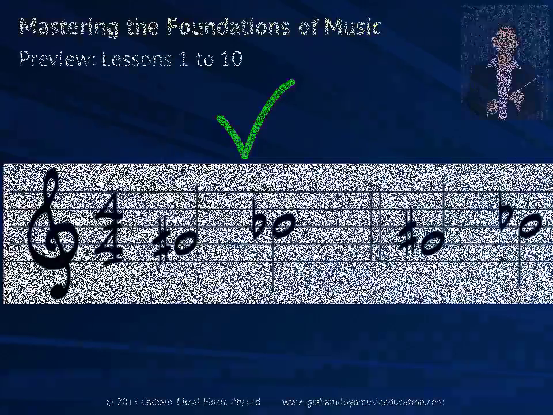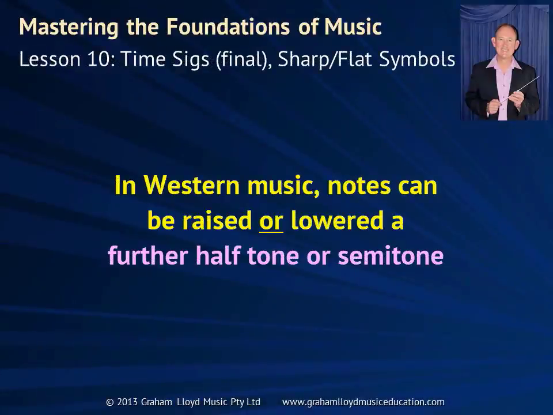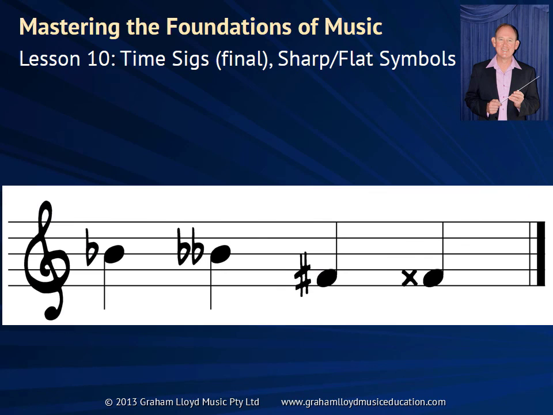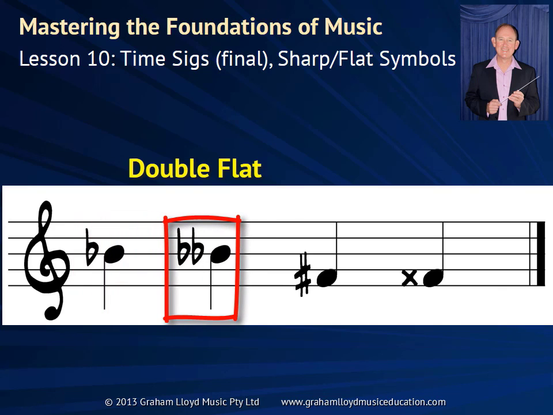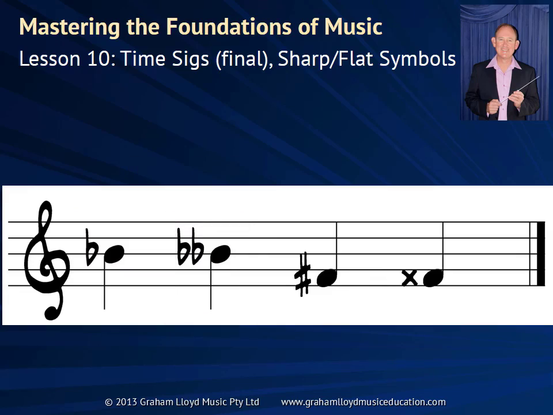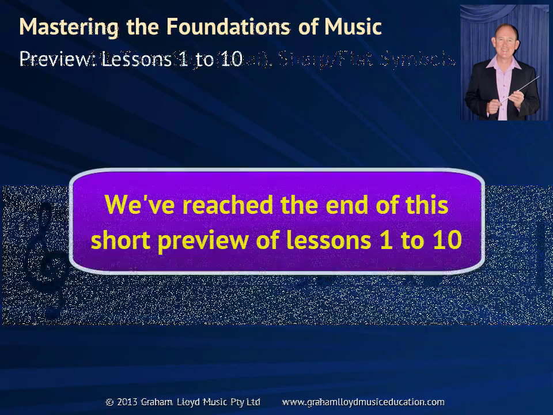When writing sharp and flat tone or semitone. When lowering a note, another semitone, we simply add a second flat symbol. These two flat symbols together are referred to as double flat. This note is B flat. To lower it one more half tone, we add another flat symbol, which gives us the note B double flat. When raising an already sharpened note by a semitone.